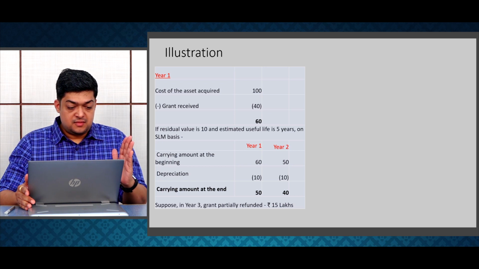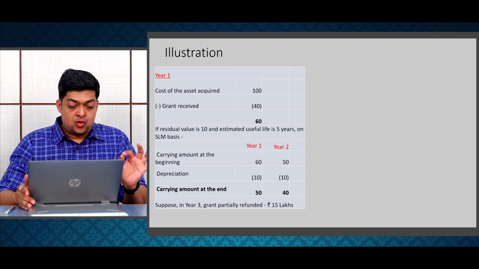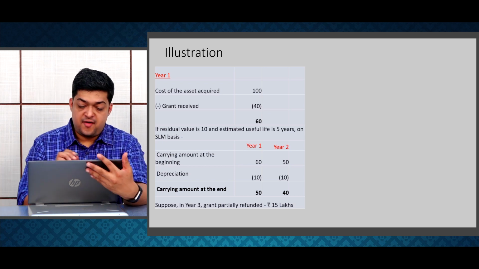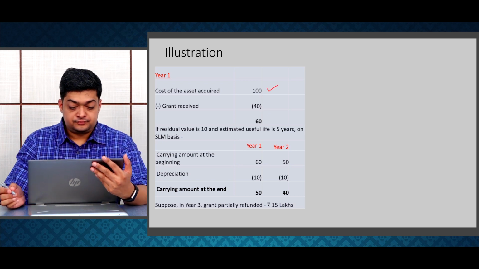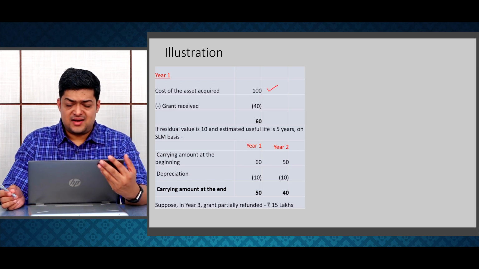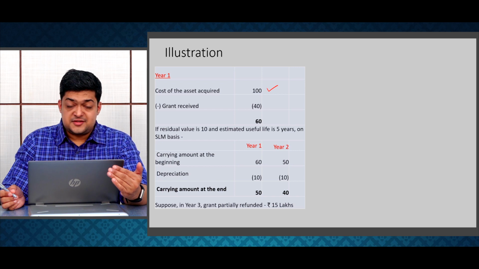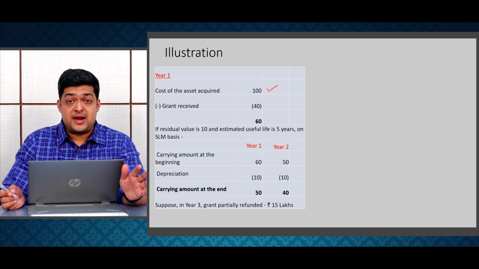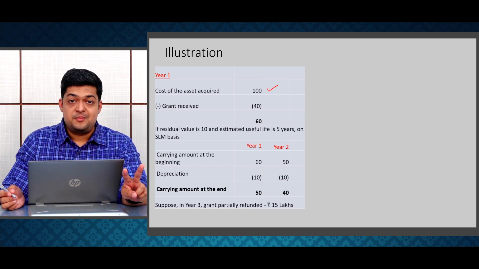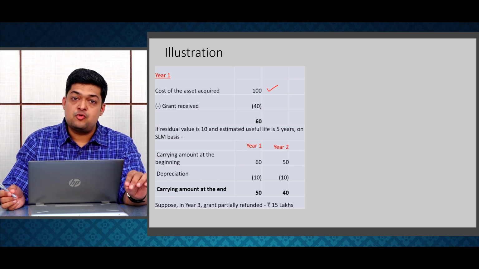Now see this. Year 1, cost of the asset acquired is 100, let's say 100 lakhs. Grant received is 40 lakhs. So obviously 60 lakh is the value. Suppose you applied method 1, there are two methods. Method 1 is applied, for example. So I will reduce the book value to 60.